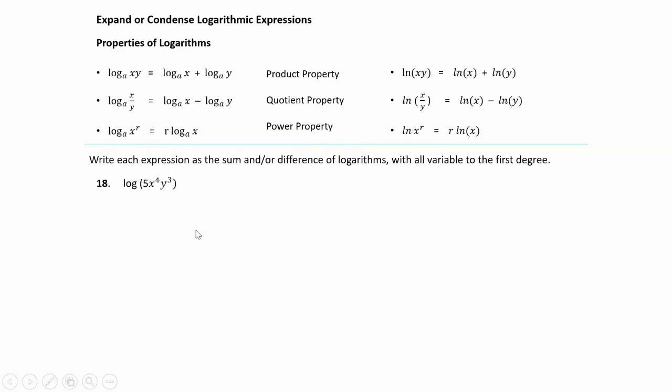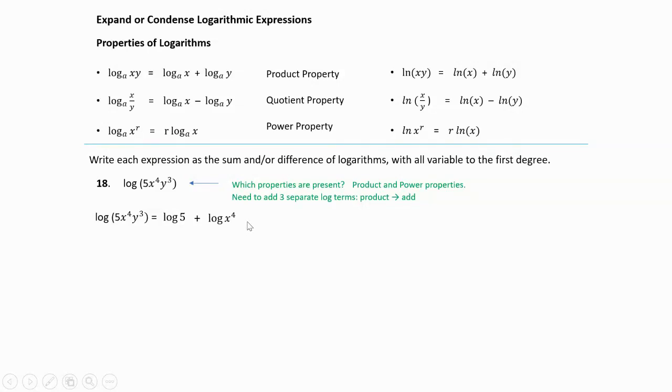So with that said and done, let's expand number 18. Let's expand them. Here the properties are going to be property number 1 because we're multiplying, and also property number 3 because we have exponents: the product and the power properties. So we need to add 3 separate log terms, because we have 3. Log of 5 plus, because we're multiplying, log of x to the 4th power plus log of y to the 3rd power.